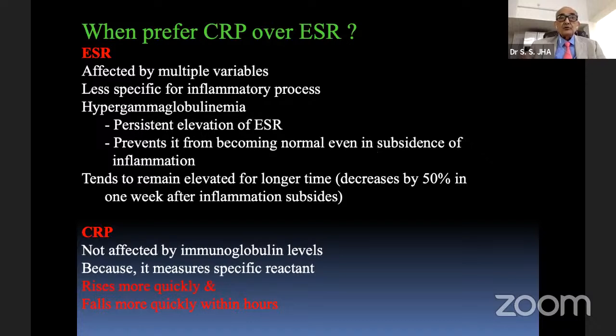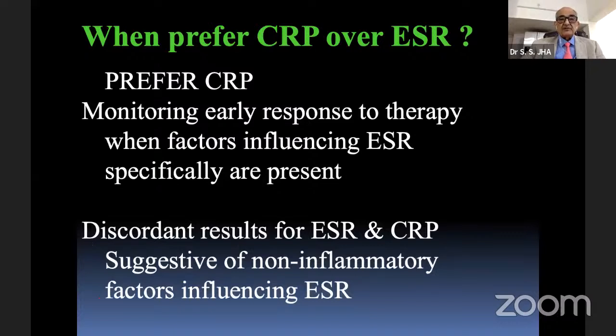Now, friends, which one is to be preferred, CRP or ESR? We have already said ESR is affected by multiple variables and is less specific for inflammation. Hypergammaglobulinemia can be responsible for persistent elevation of ESR, preventing it from becoming normal even on subsidence of inflammation, and it tends to remain elevated for a longer time, decreasing by 15% in 1 week after the inflammation subsides. Whereas CRP is not affected by immunoglobulin level because it measures a specific reactant, and it rises more quickly and falls more quickly, within hours. So prefer CRP for monitoring early response to therapy when factors specifically influencing ESR are present. When the results for ESR and CRP are discordant, that suggests non-inflammatory factors are influencing ESR.